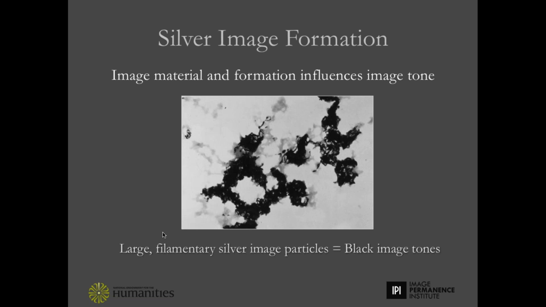So these silver image particles that form are very large filamentary particles. It's all relatively large. The size and shape of the image particle dictates the color of the image. And so these large particles produce black image tones.